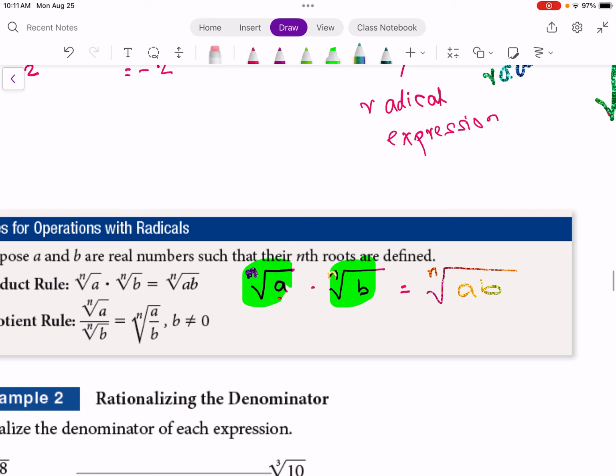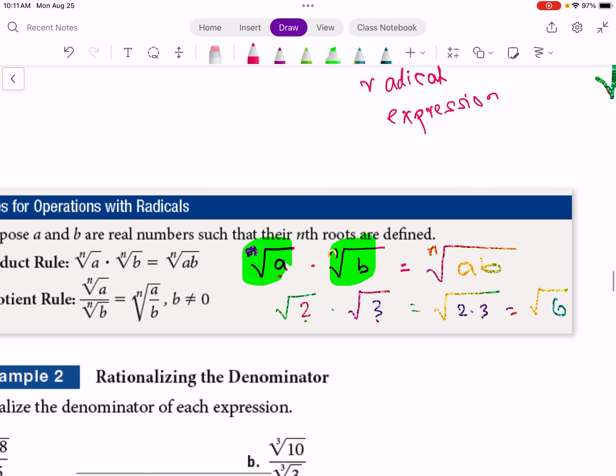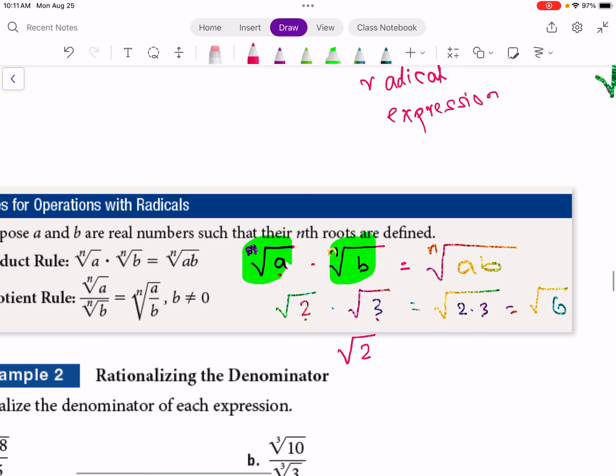Let's take an example. We have the square root of 2 times the square root of 3. Both of these radical expressions have the same index, right? 2 is the common index. In order to multiply, you write down your radical, and the index remains the same. Now you multiply 2 and 3. 2 times 3, we have the square root of 6. The index has to be the same. But instead of this, if you have something like the square root of 2 times the cube root of 3.